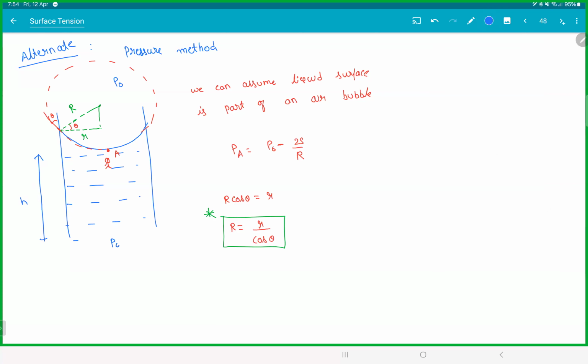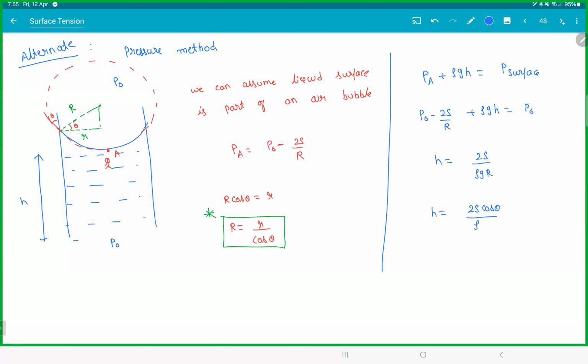The pressure at the base should be P naught. So PA plus rho gh should be the pressure on the surface, which is P naught minus 2S by R plus rho gh, which is P naught. So we get H is equal to 2S by rho g capital R. We can replace that capital R with small r, you end up with 2S cos theta by rho g r. Same formula, doesn't matter which way you do. This is the pressure method. Have a look at this.